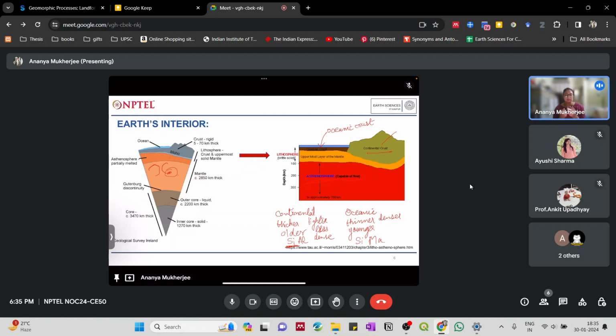Okay, and similarly the outer core and inner core also change, because of the difference in the state of the material and also the density. So all of these together are forming the earth's interior. As I said, the earth's surface is actually made up of the earth's crust, that is your continental crust and oceanic crust.